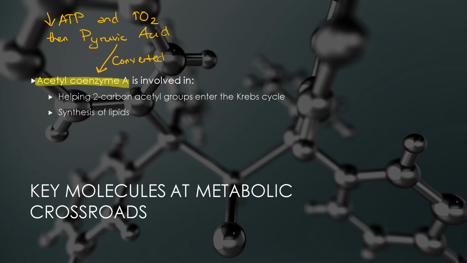Now, acetyl-CoA is involved in the entry into the Krebs cycle. So remember that acetyl-CoA is the vehicle for 2 carbon acetyl groups to enter into the Krebs cycle. It's going to be the intermediate between pyruvic acid and going into the Krebs cycle, so it's very important there.